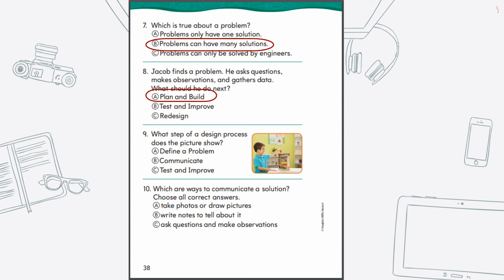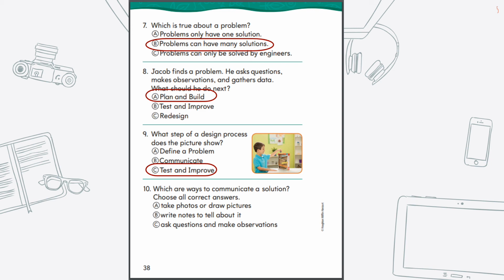What step of the design process does the picture show? Look at the picture very carefully and then look at the options. What is that boy doing in the picture? A, define a problem. B, communicate. Or C, test and improve. The answer is C. The boy is trying to test and improve the solution to the problem he's having. Let's look at question 10 now.